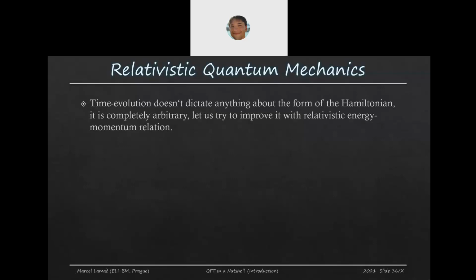But the postulates that we've talked about in the previous slides, that define quantum mechanics, don't dictate anything about the time evolution, except that it is unitary, and there is some Hermitian operator H, which we identify as the Hamiltonian. That's the only requirement. So we could choose the Hamiltonian to be completely arbitrary. For example, we could try to improve it with the relativistic energy-momentum relation, right? Because the actual relation is E squared equals P squared plus M squared in natural units. So the energy is the square root of P squared plus M squared.